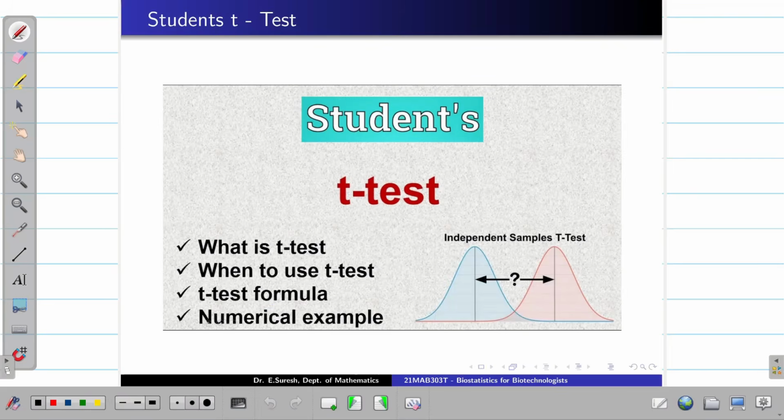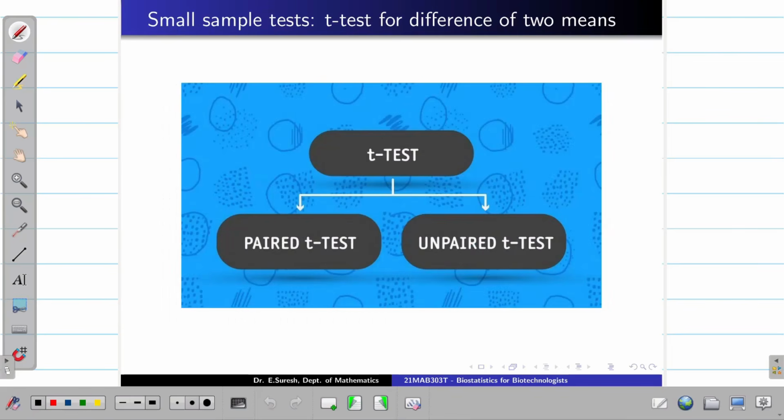In the previous session, we saw the basics of the t-test and learned that the t-test is classified into two types: one is paired t-test, the other is unpaired t-test. Unpaired t-test is further divided into single mean and difference of means. In the previous session, we solved the problem on single mean. In this session, we are going to learn how to solve the problem for difference of two means.